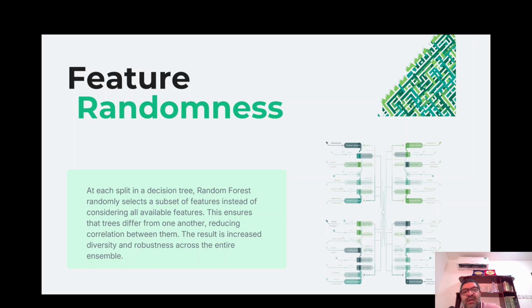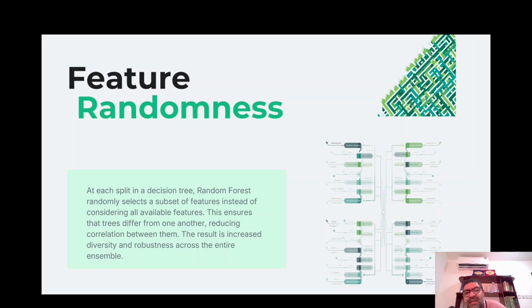At each split in a decision tree, random forest randomly selects a subset of features. Instead of considering all available features, it will take a subset of features for each of these decision trees.